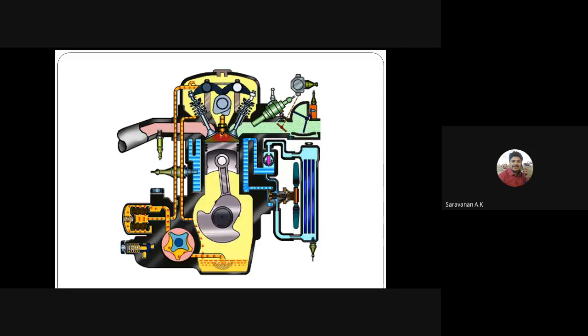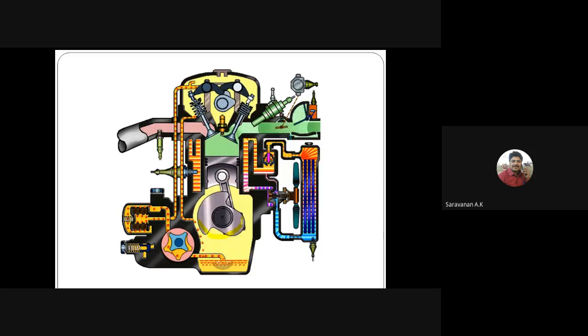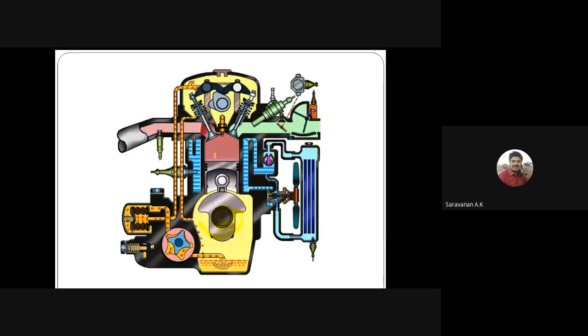Then some lubricating oil will be splashed into the crankcase. In this crankcase, the crankshaft has relative motion, and the piston moves from TDC to BDC and BDC to TDC, so relatively it has some motions. The cylinder wall and the piston rings have mating surfaces, so between these two we have to supply some lubricating oil. Then the connecting rod and the crankshaft.